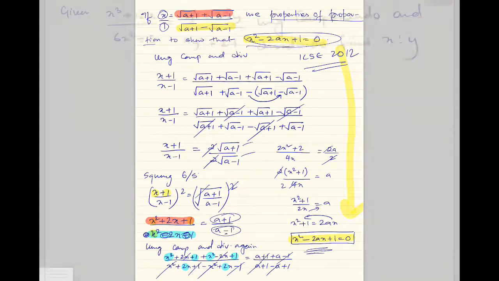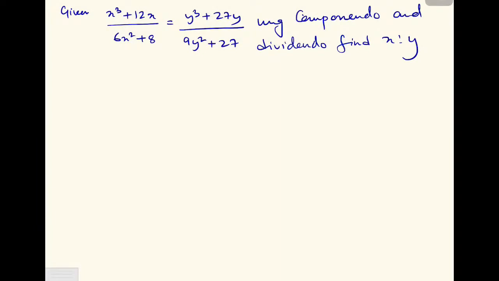Is that clear? Okay, the third sum, quite a tricky one. This one is a little tricky sum. So let us see, what do we have here? x cubed plus 12x divided by 6x squared plus 8 is equal to y cubed plus 27y divided by 9y squared plus 27. Using componendo and dividendo, find x is to y.